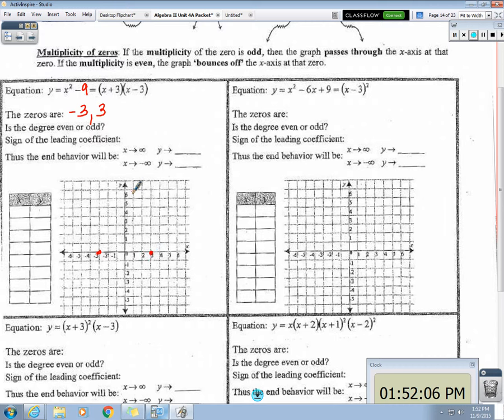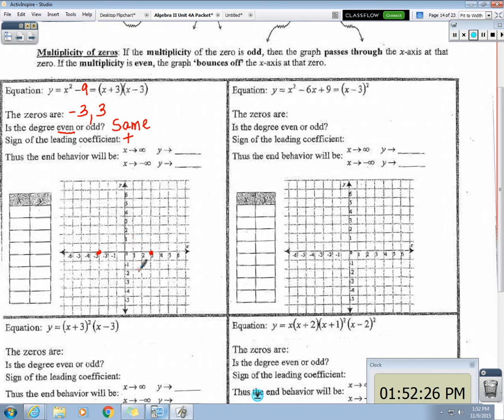Okay, is it even or odd? Even. What does that tell us about the end behavior? They're both going the same. So far, we only know the same. You don't know that they're both going up until you get to the leading coefficient. What is the leading coefficient? Positive 1. But really all we care about is positive. So yes, they're going to both go up.